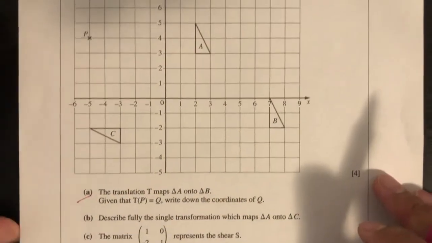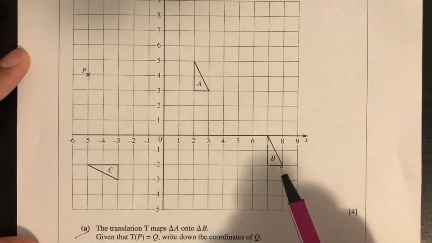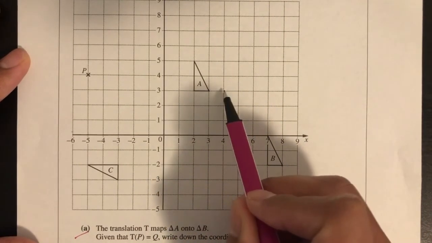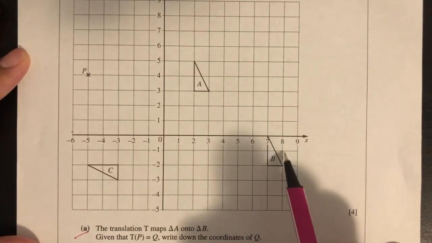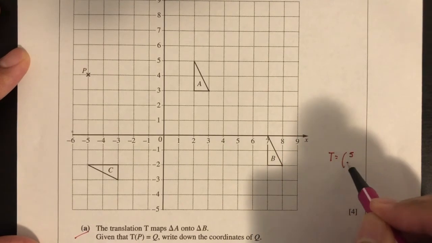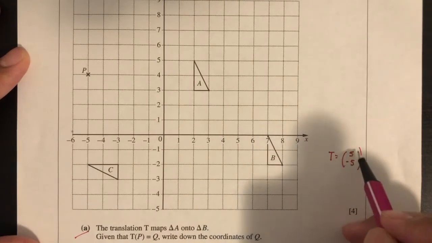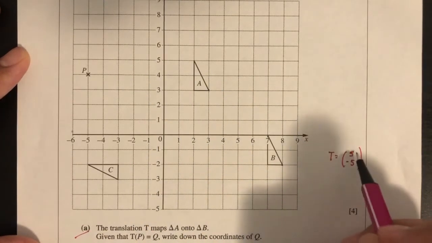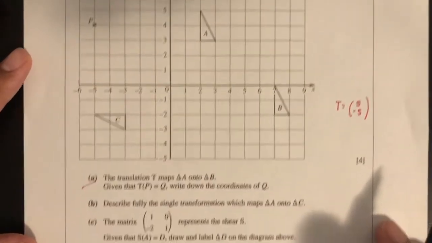So first thing, let's find the vector of translation. So if this point became this point, how? 1, 2, 3, 4, 5, and then 1, 2, 3, 4, 5, which is T is equal to 5 and then minus 5. Minus because you have to go down, and then on the right side is positive, on the left side is negative. That's why T is this value.